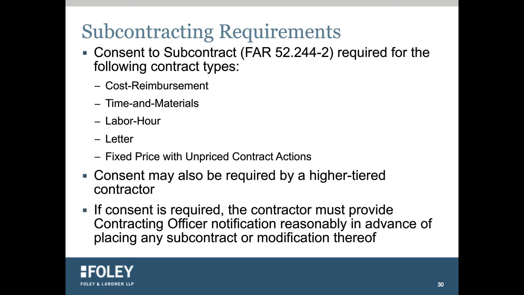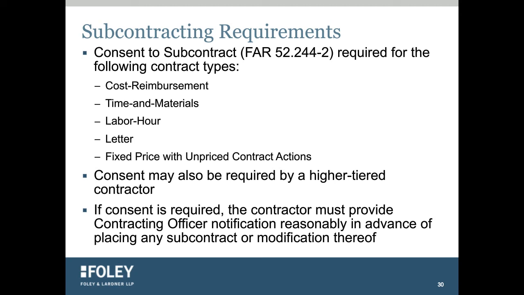In some circumstances, you'll be required to obtain a contracting officer's written consent before entering into certain subcontracts. The requirement for consent depends on whether your purchasing system has been approved. An approved purchasing system is one that has gone through the contractor purchasing system review, which is mandated by the FAR. If you don't have an approved purchasing system, you're required to obtain consent for any subcontract that is cost reimbursement, time and materials, labor hour, and also unpriced actions under a fixed price contract.